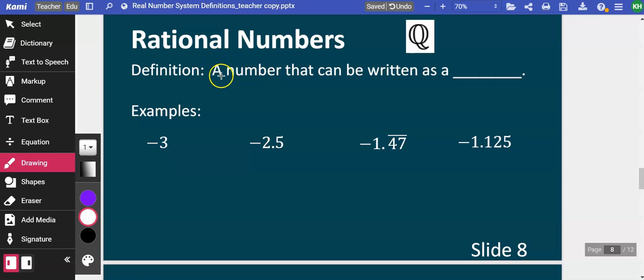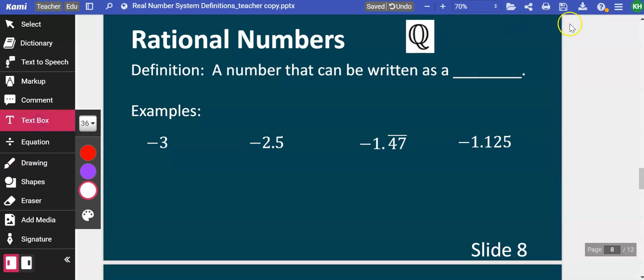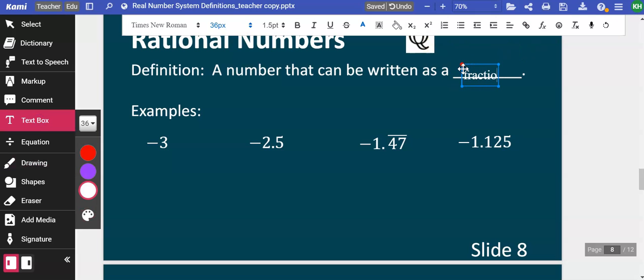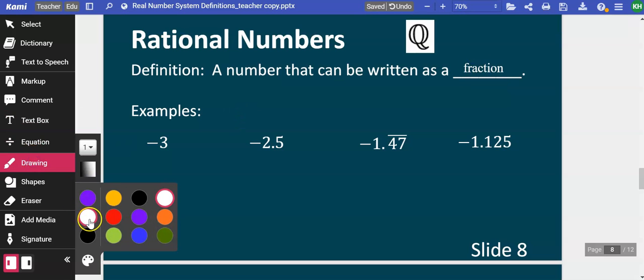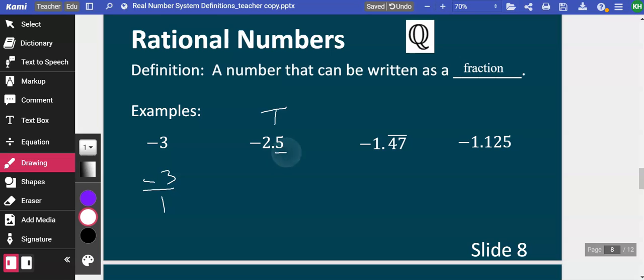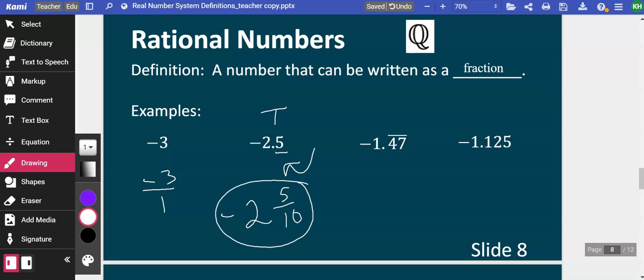All right, let's see if you have this definition memorized. Rational numbers, a number that can be written as a, go ahead and fill it in. So I hope you're typing fraction. And let's take a look at these examples. So -3 is an integer, so to write an integer as a fraction, you just put it over 1. Now this is a terminating decimal, so we use place value to change this to a fraction. So that's the tens place, so I put the 5 over 10. Now, normally we would reduce it, but we're just going to leave that alone.